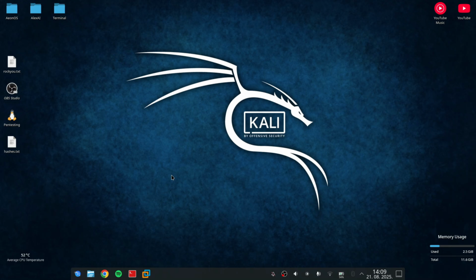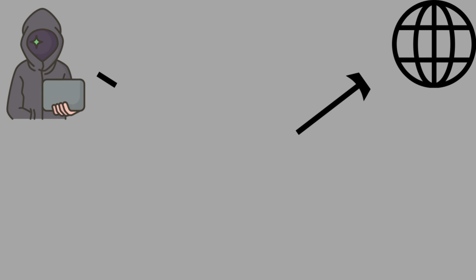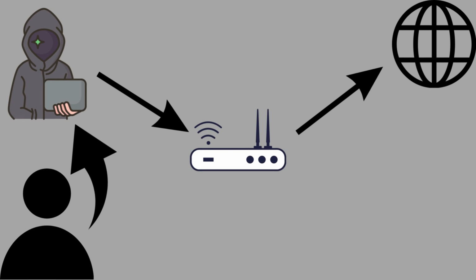So what exactly is a man-in-the-middle attack? Normally, you're a user that is connected to the router, and the router connects you to the internet. But in a man-in-the-middle attack, data flows from you to the hacker, then from the hacker to the router, and then from the router to the internet.